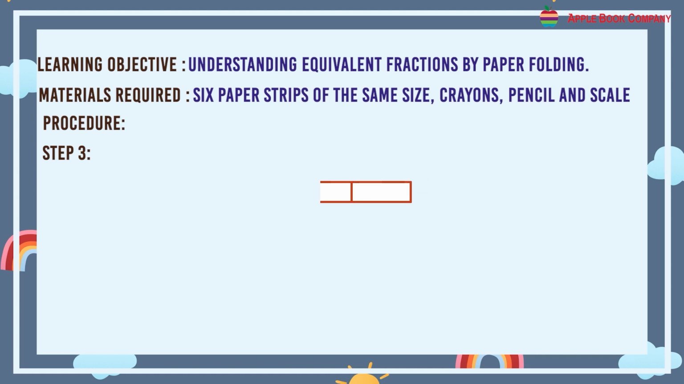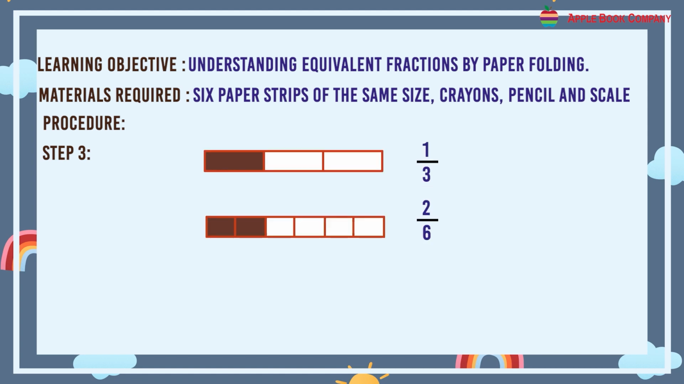Step 3. Fold the second strip, similar to the first strip, into 3 equal parts. Then refold the strip into half. Unfold and draw lines along the folds. The strip is divided into 6 equal parts. 2 equal parts out of these 6 equal parts are shaded. Thus, the fraction 2/6 is represented. Now, keep the first strip above the second strip. Thus, we see that 1/3 is equivalent to 2/6.